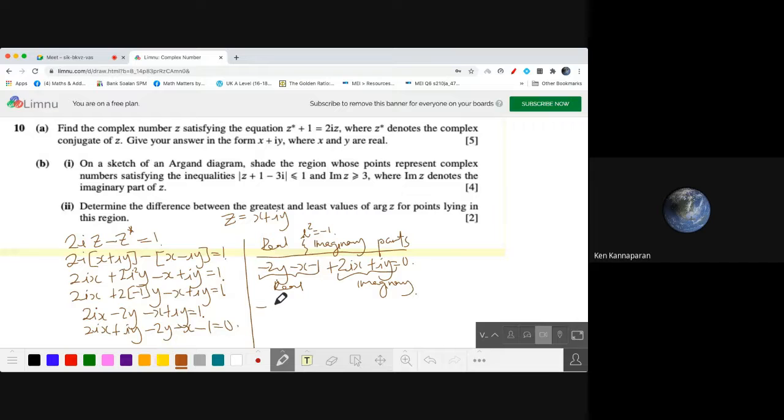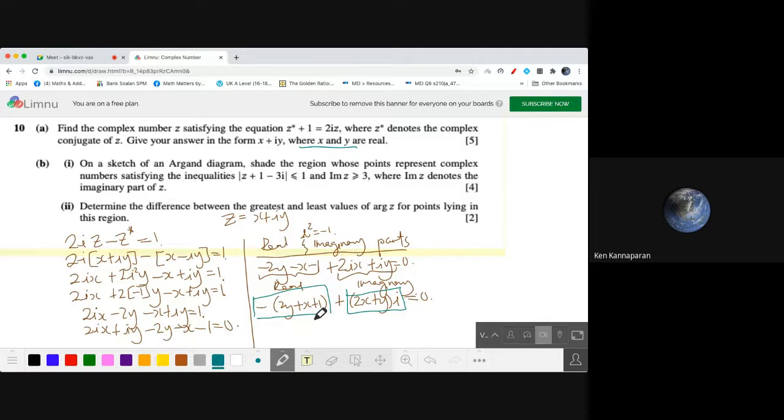So now let's break that. So negative 2y minus x minus 1, and then plus you have (2x plus y) i equals 0. So now from there we know the first term, the negative term, represents the real value and then the one at the back with i is the imaginary value. So now once we got that, give your answer in terms of x plus iy, where x and y are real. Okay, now let's find out what are the x and y values.